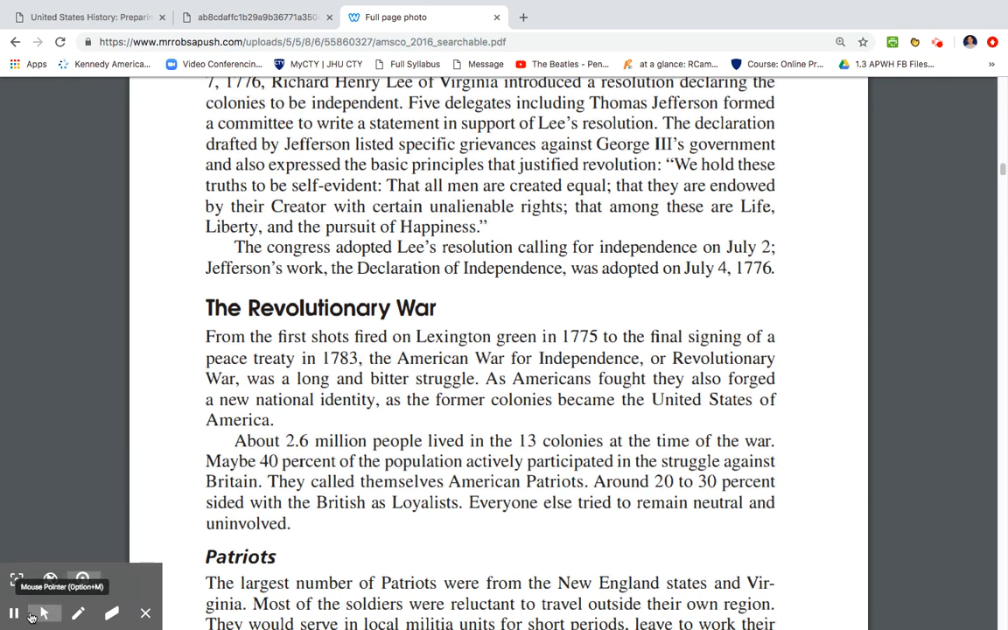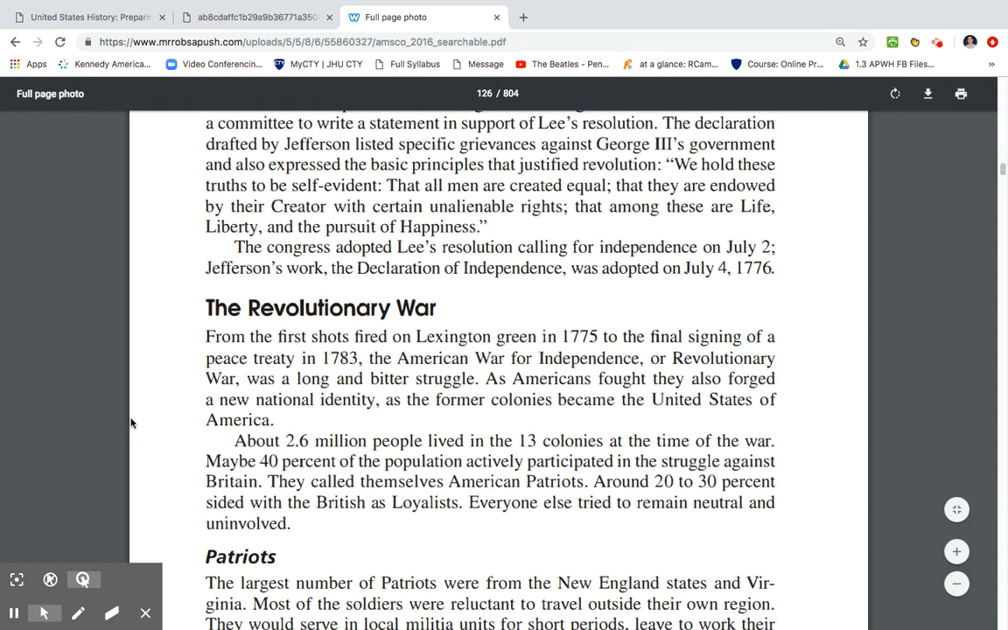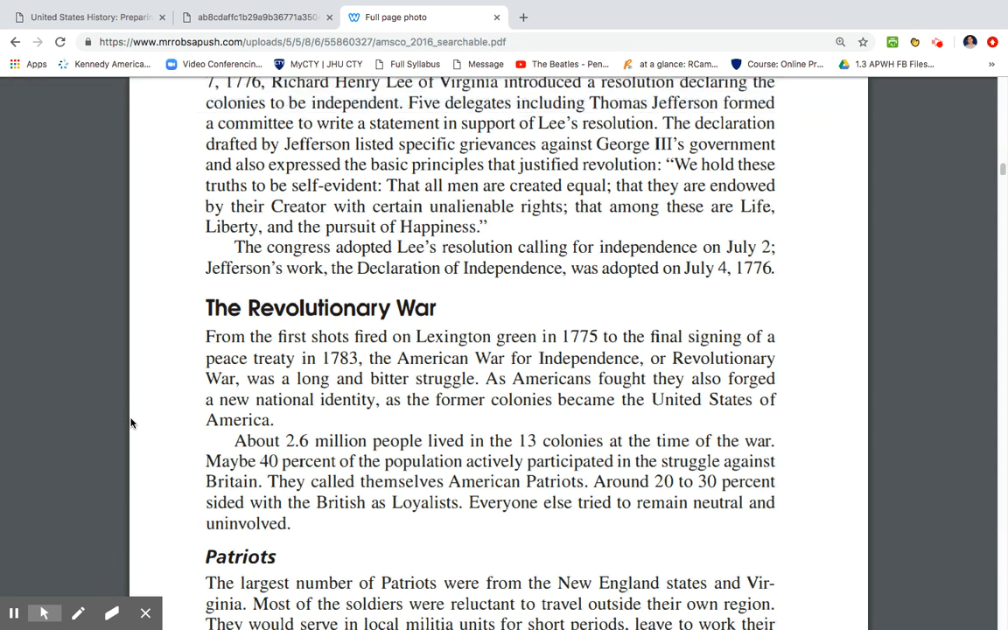The Revolutionary War. From the first shots fired on Lexington Green in 1775 to the final signing of a peace treaty in 1783, the American War of Independence, or Revolutionary War, was a long and bitter struggle. As Americans fought, they also forged a new national identity as the former colonies became the United States of America.